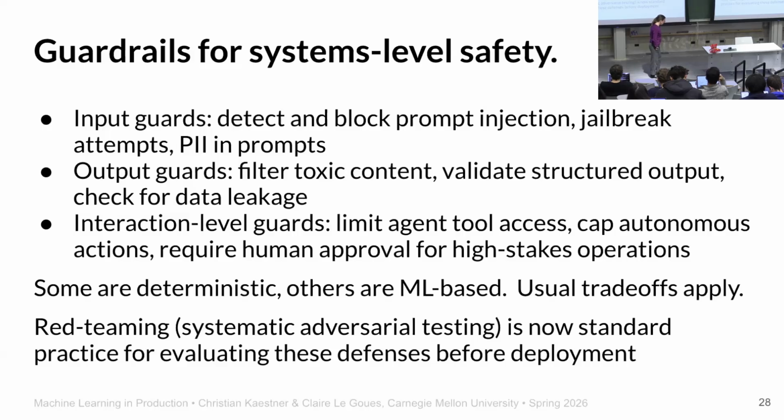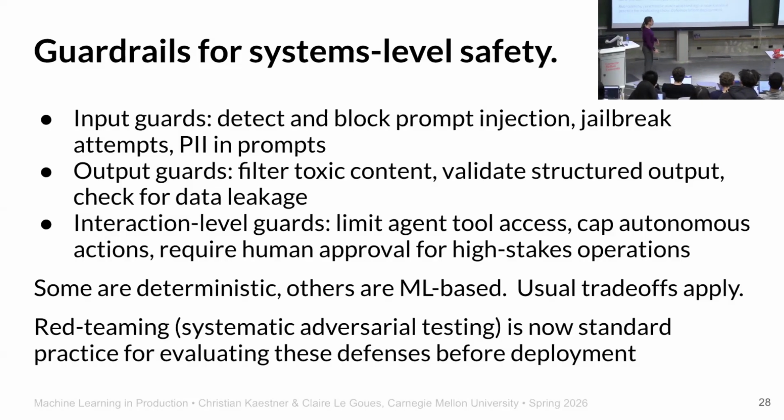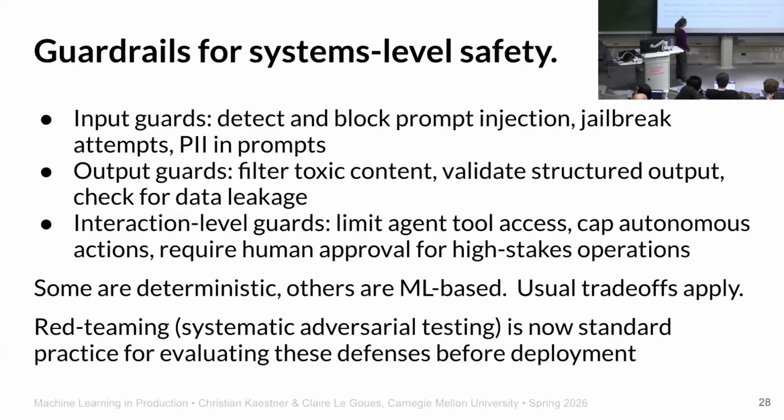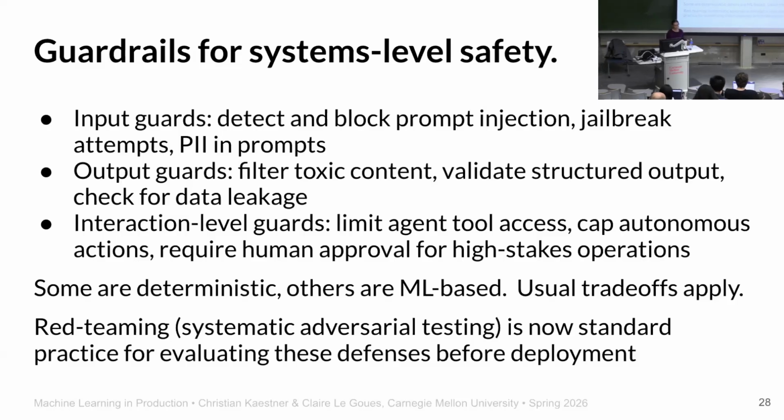What varies is usually how deterministic these are versus model-based. One thing you can do is have a separate model that asks, does this look toxic, yes or no? So the usual trade-offs there. What are the trade-offs? Well, what do you expect? One is you still have a non-deterministic model making decisions, and the other you don't. Red teaming is now pretty standard practice for evaluating these kinds of defenses before deployment.